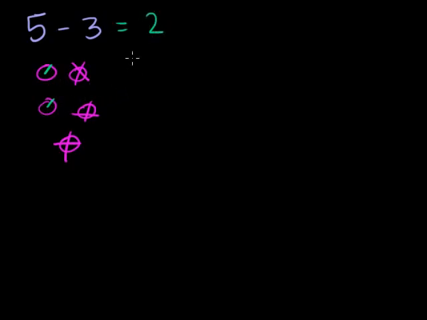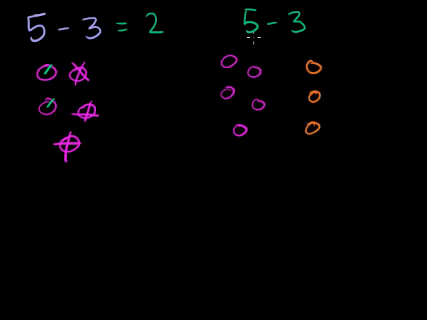Now the other way that I could visualize or think about 5 minus 3, I'll do it over here. 5 minus 3 is to think about what the difference between 5 and 3 is. So let's say I have 5 berries. 1, 2, 3, 4, 5. And let's say that you have 3 berries. Yours is a slightly different color. You have 3 berries.